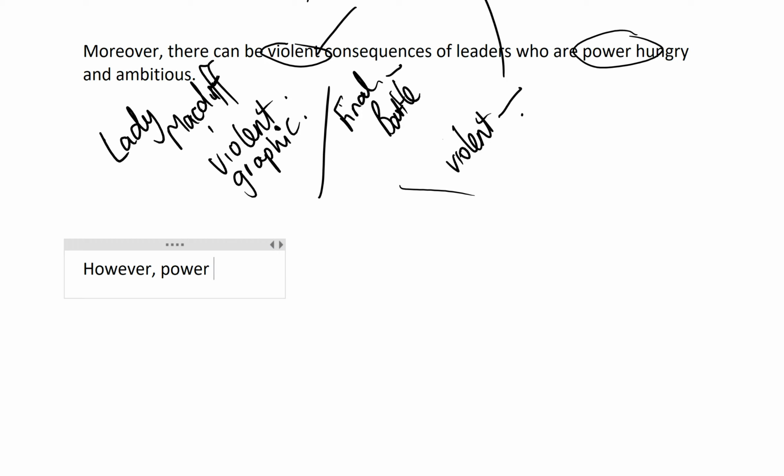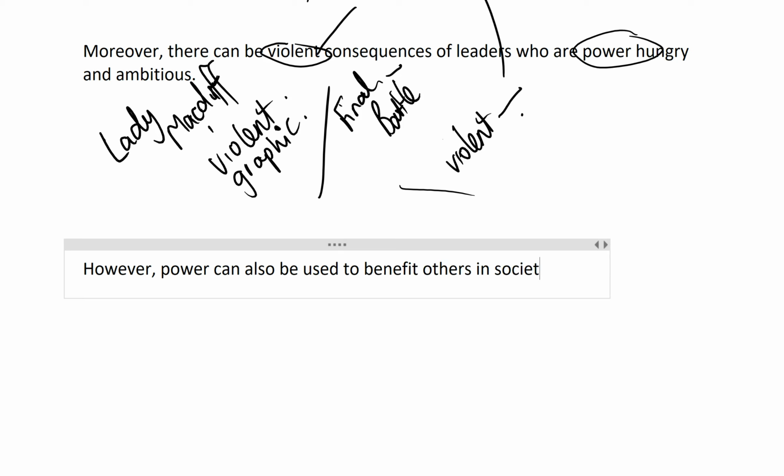However, power can also be used to benefit others in society. Some form of the power can also be used to help. It can benefit the marginalized and those powerless in society. Power can also be used to contribute to the good of the community. Some form of power can also be used for good. So we're challenging the topic here.